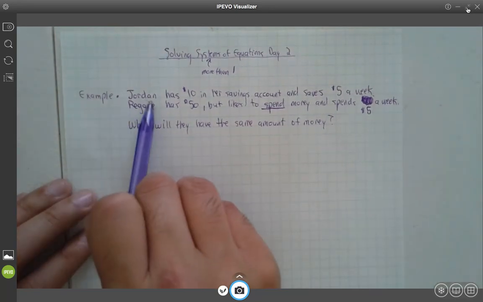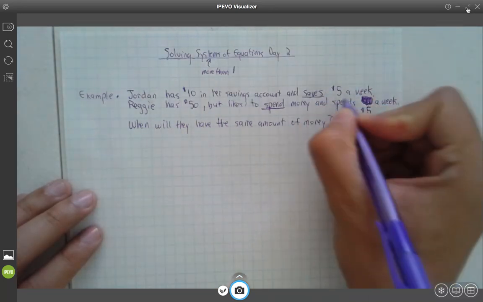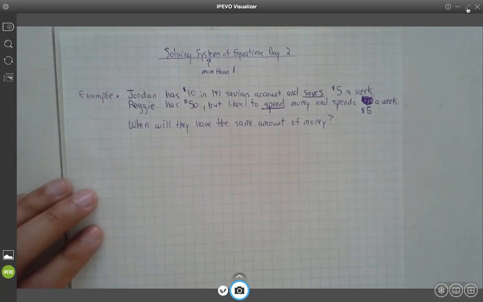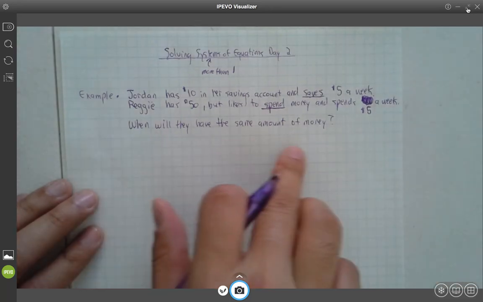In this example, Jordan has $10 in her savings account and she saves $5 a week. Reggie has $50, but she likes to spend her money and she spends $5 a week. When will they have the same amount of money?